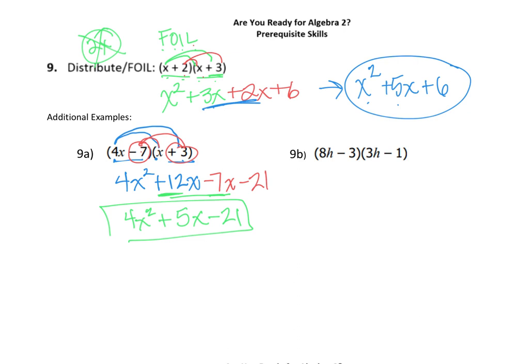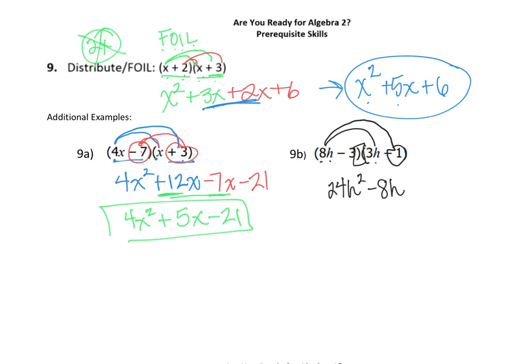9b. Okay, I need to FOIL again. And remember, parentheses right here, they're telling me to multiply. I'm going to take the first terms in each set and multiply them. 8h times 3h. Now notice they each have a coefficient, an 8 and a 3. We just multiply them together. 8 times 3 is 24. h times h is h squared. And I multiply my outsides. That 8h gets multiplied by -1, so that becomes -8h. Didn't change the variables there.